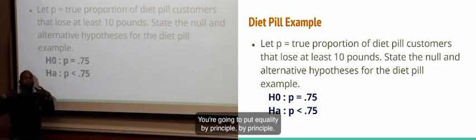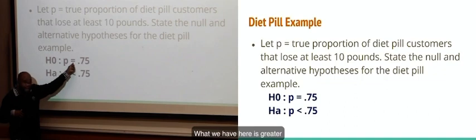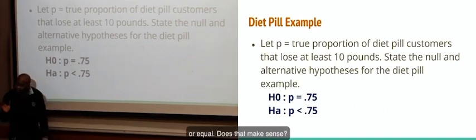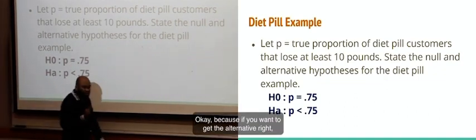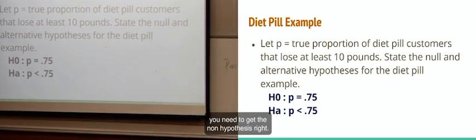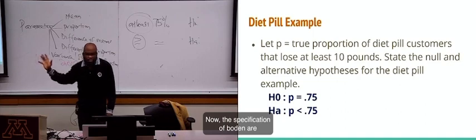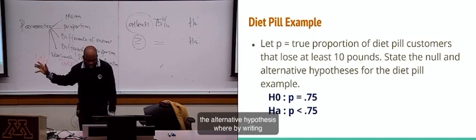But we know by principle, what we have here is greater or equal. Does that make sense? Because if you want to get the alternative right, you need to first get the null hypothesis right. Now, this is the specification of both the null and the alternative hypothesis.